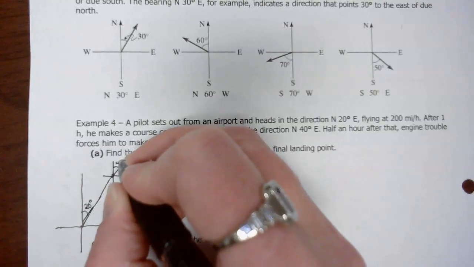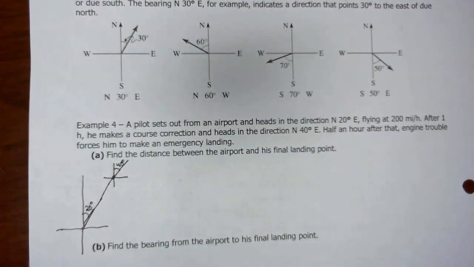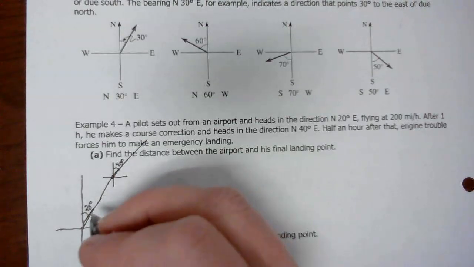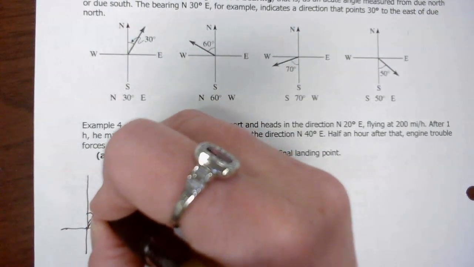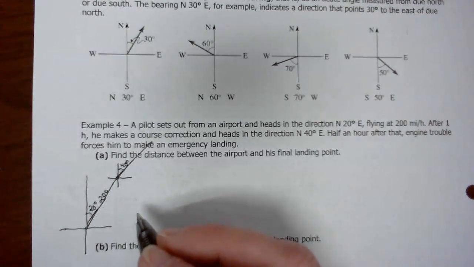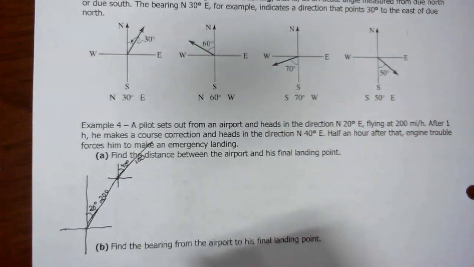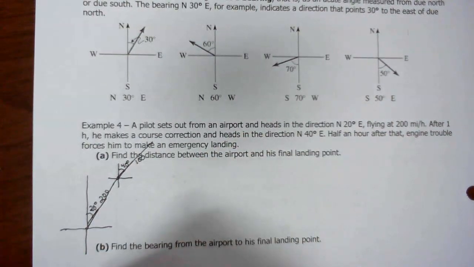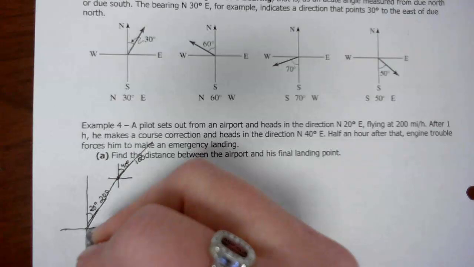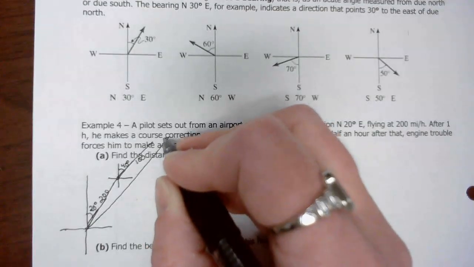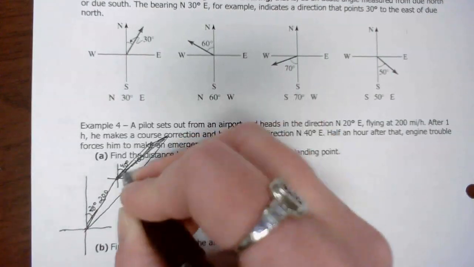This would be 40 degrees east. And he keeps going in that direction for a while. So he traveled in this direction for 1 hour, so this would be 200. He heads in this direction for half an hour. So he's still going the same speed, so this would be 100. And he has engine trouble. So we want to find the distance between the airport and his final location. So I know this is really hard to see, but I'm going to connect these dots. Okay, so my picture is really bad.